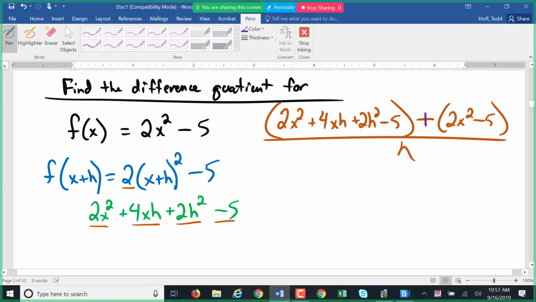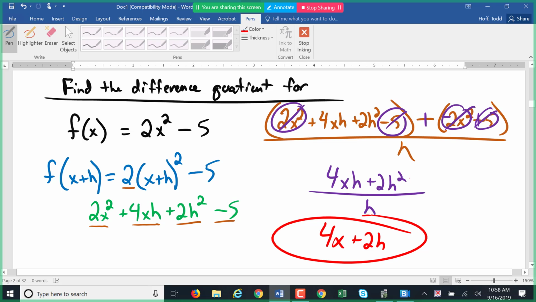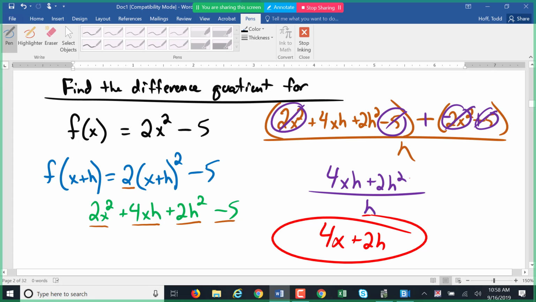So we're going to subtract. I'm going to put this plus and then change the signs in here. 2x squared and negative 2x squared cancel out. Negative 5 and positive 5 cancel out. So we have 4xh plus 2h squared over h. We divide by h. 4xh divided by h is 4x. 2h squared divided by h is 2h. So 4x plus 2h. Any questions there?